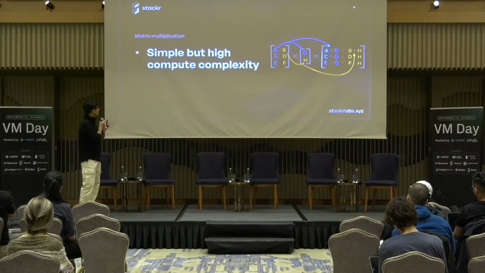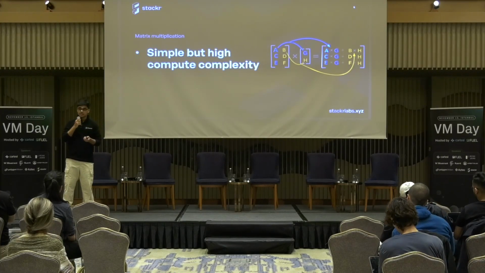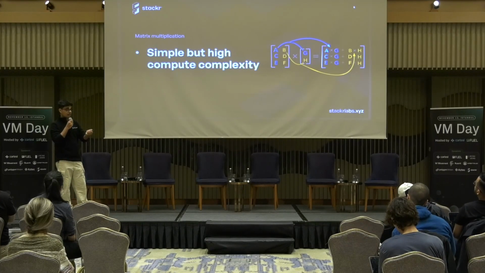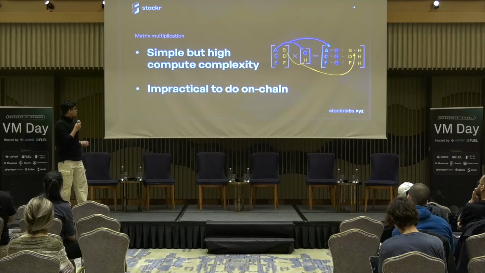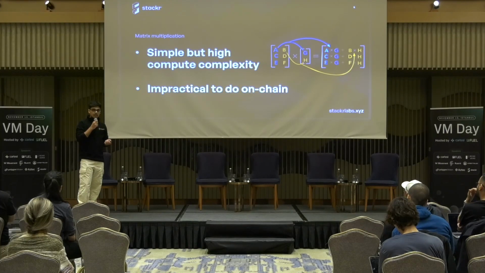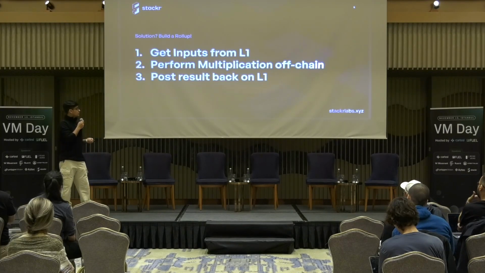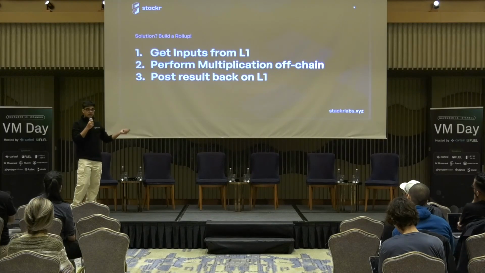This is a seemingly simple compute: you take in a bunch of numbers, you multiply them, and then add them together. However, this gets very complex as the size of the matrices grows. It becomes very impractical to do it on chain. So what's the solution? Let's build a matrix multiplication rollup.